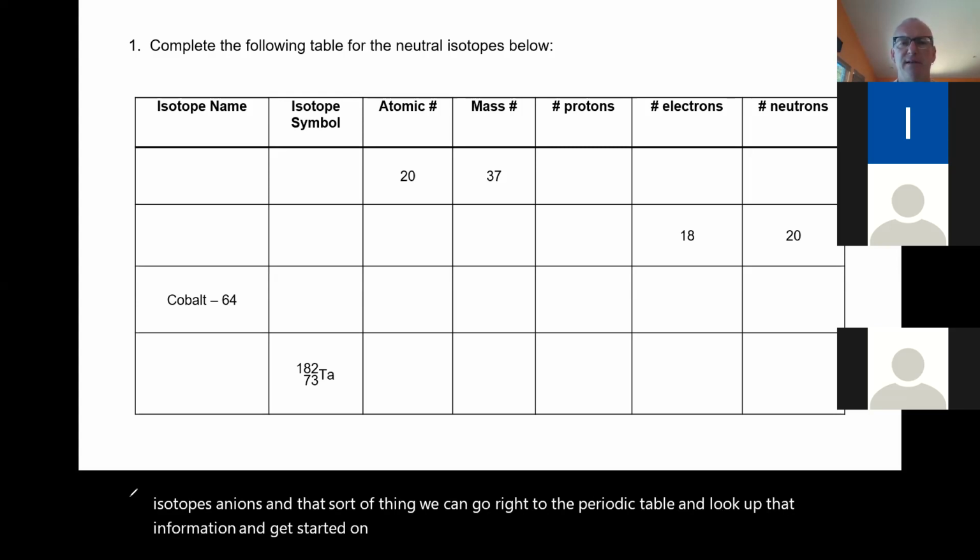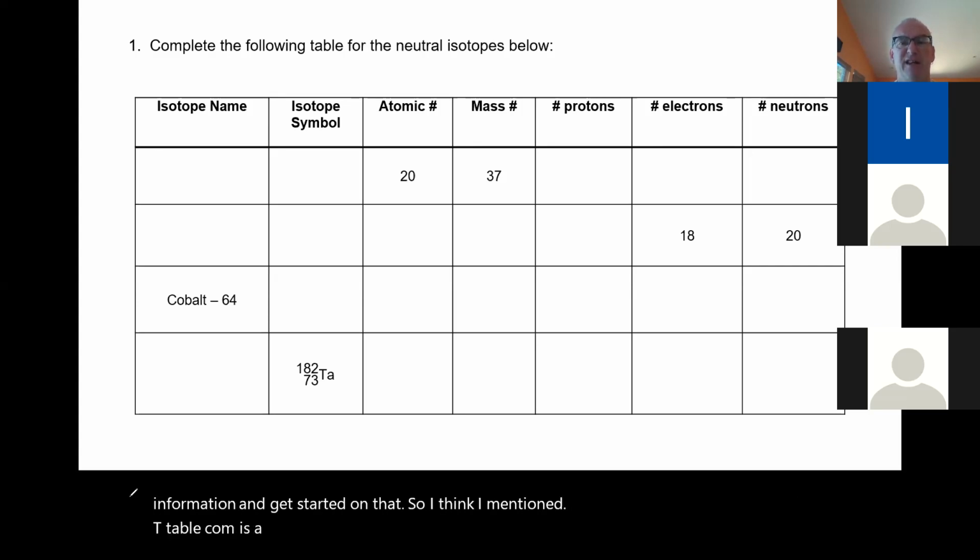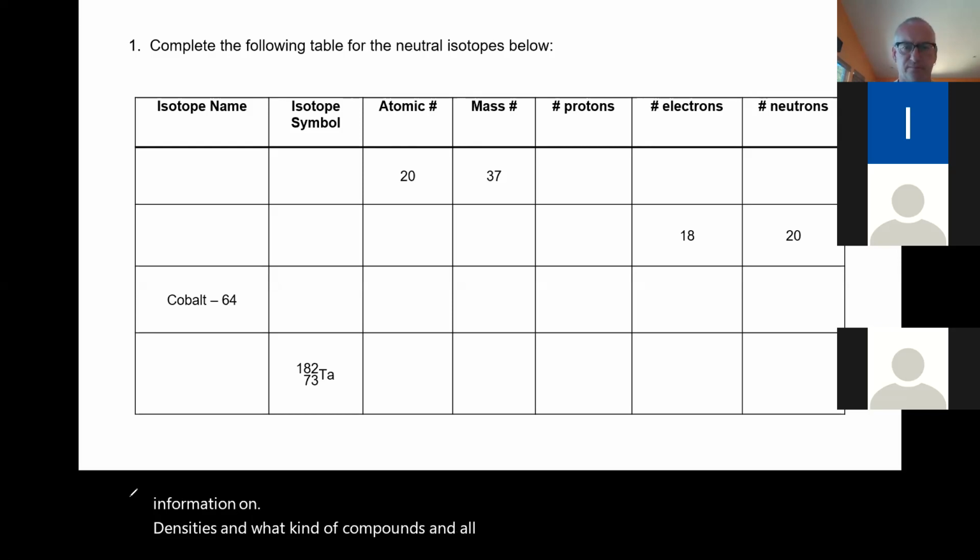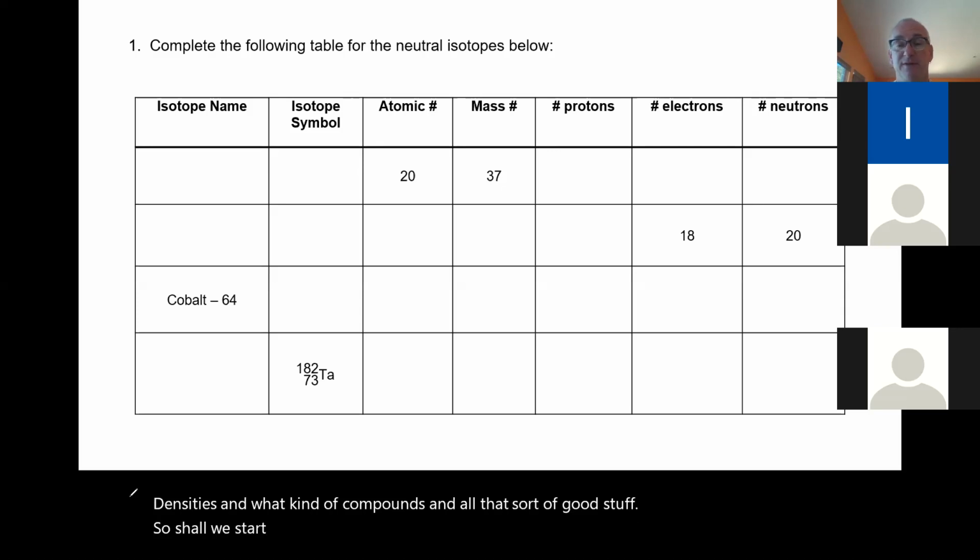I think I mentioned ptable.com is a great place to go because everything's clickable. You can search. You can get information on densities and what kind of compounds and all that sort of good stuff. So shall we start with number one? It seems to be a good place to start.